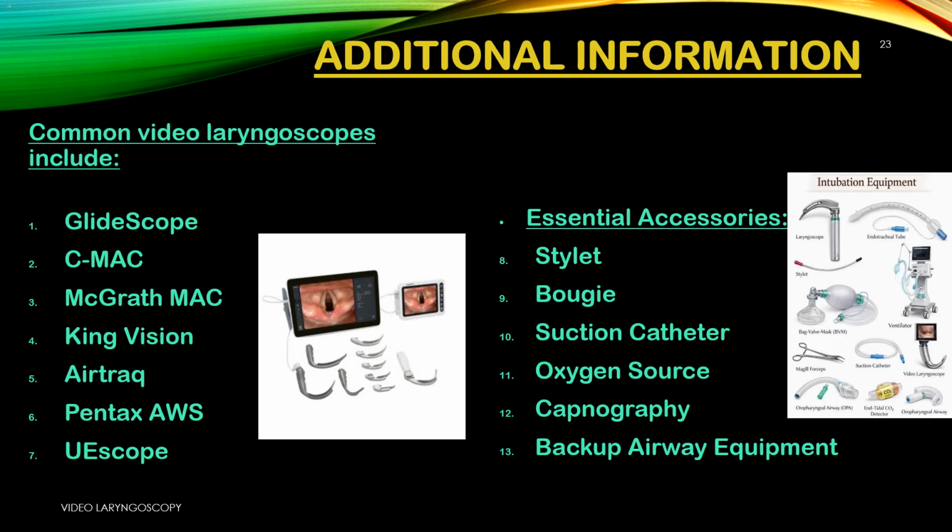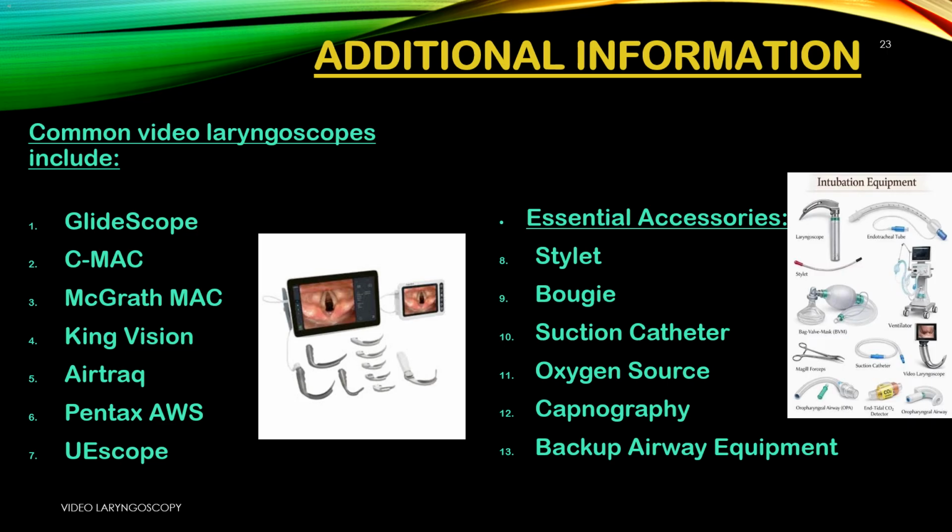Compact handheld device with disposable blades. Popular in EMS and ICU. 5. Airtraq. Channeled blade that guides the tube. No stylet needed with this one. 6. Pentax AWS. Has a built-in channel to deliver the tube. Helps with tube control. 7. Laryngoscope. Cost-effective video laryngoscope used in many hospitals. Provides clear camera view.